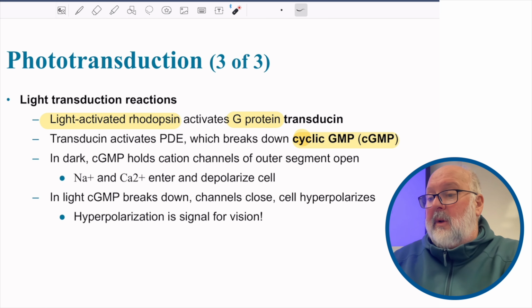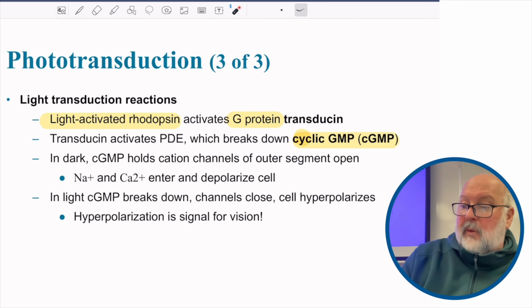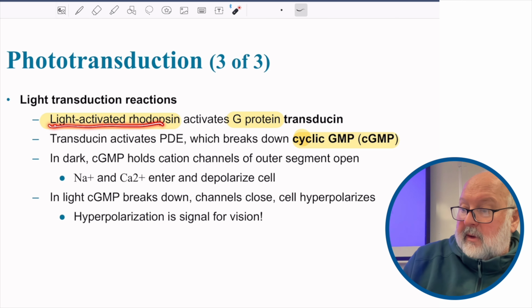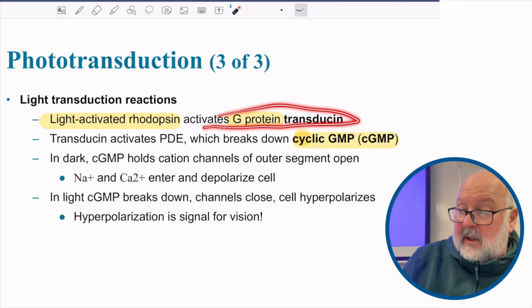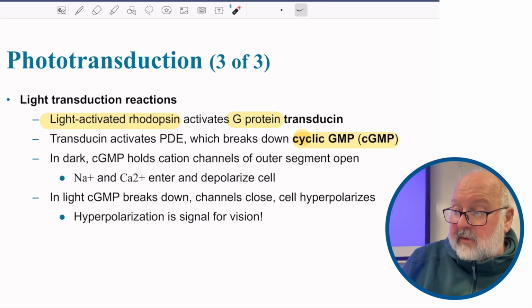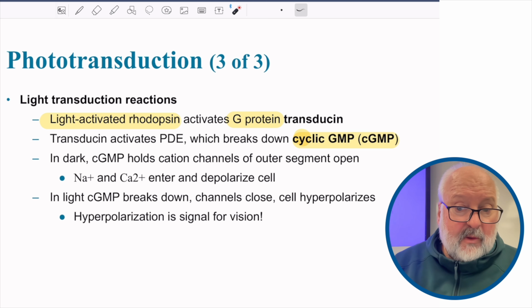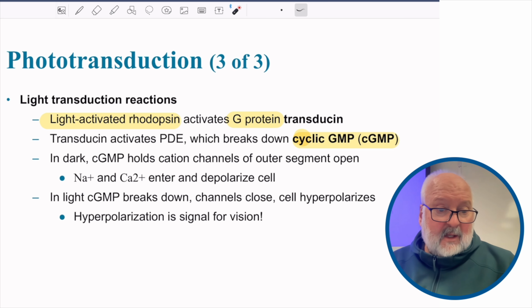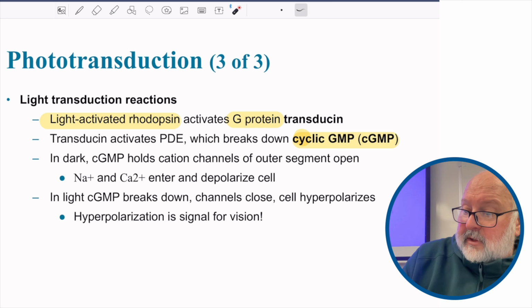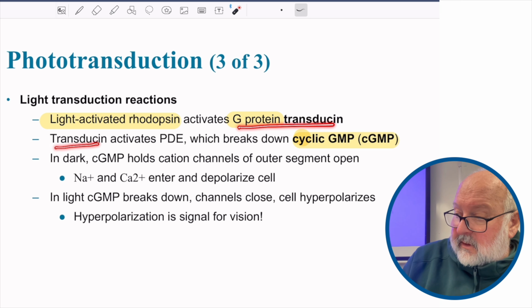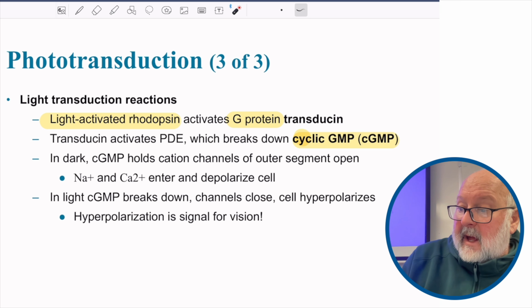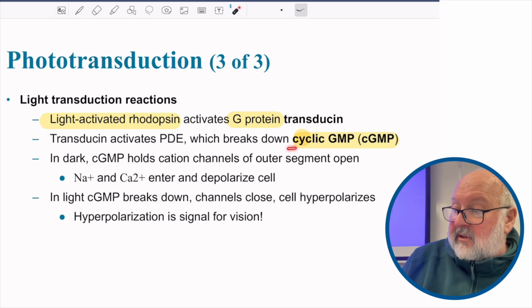So let's talk a bit about light transduction reactions. So light-activated rhodopsin activates a G protein called transducin. So this is going to be a G protein system that we've seen in the past. And remember, transducin is the G protein, it is going to activate something called PDE. Now this is an enzyme, and it's going to break down cyclic GMP. Okay? So it's going to break that down.